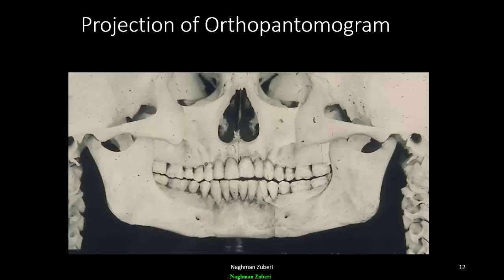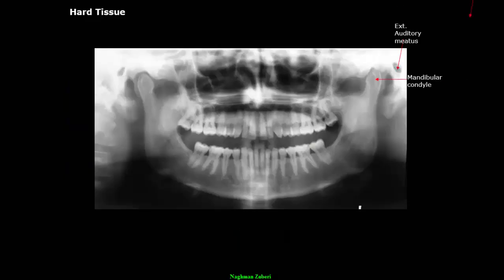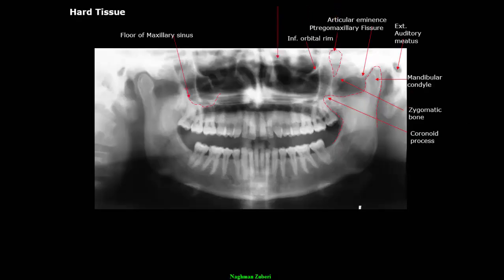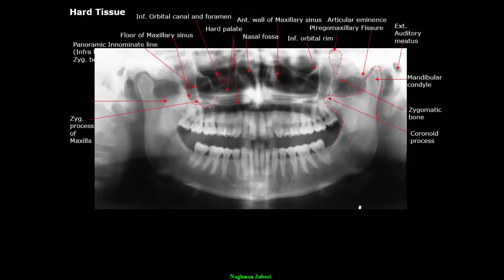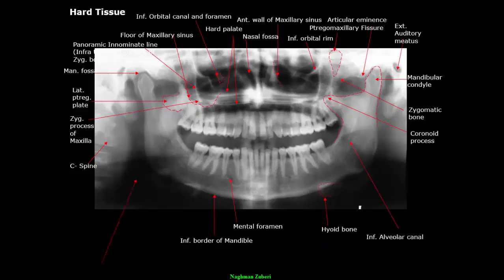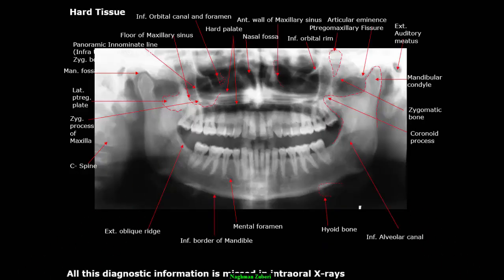When we take an OPG, the whole face appears like this on the film. You can see external auditory meatus, mandibular condyle, articular eminence. You can see zygomatic bone, as well as the coronoid process, articular tubercle. You can see the pterygomaxillary fissure, and you can see inferior orbital rim, anterior wall of the maxillary sinus, nasal fossae, hard palate, inferior orbital canal and foramen, floor of the maxillary sinus.